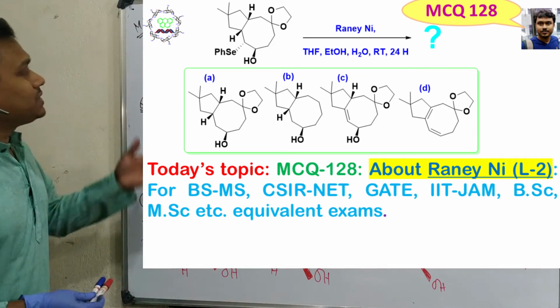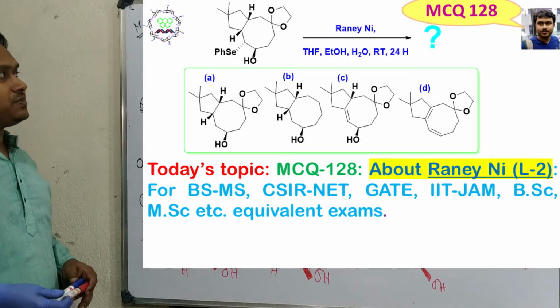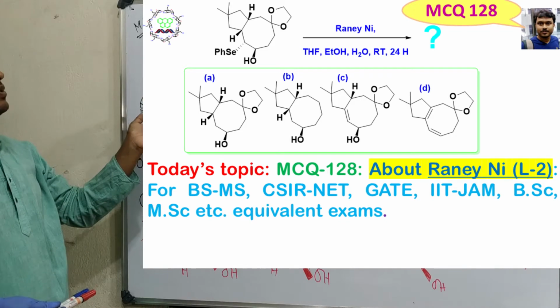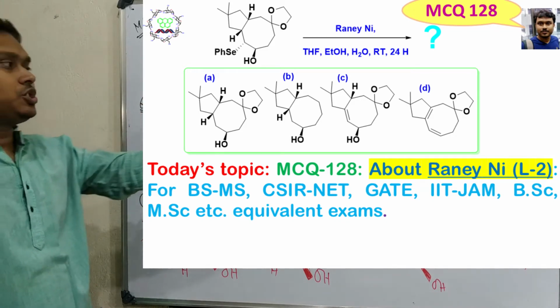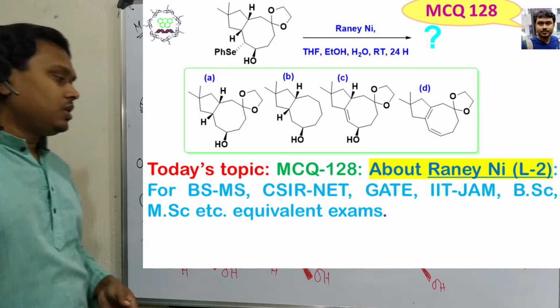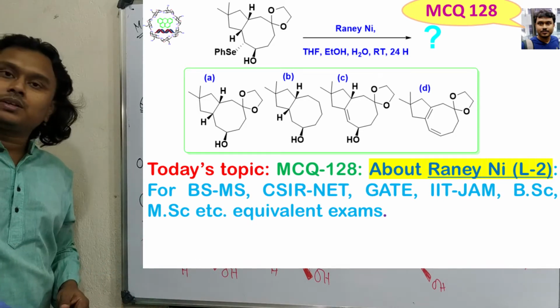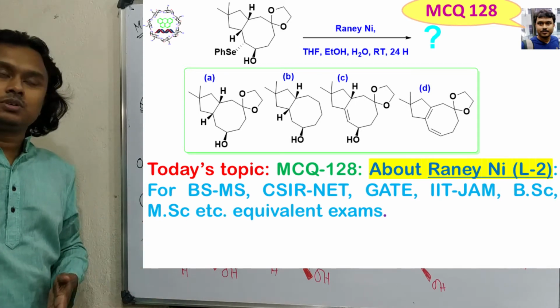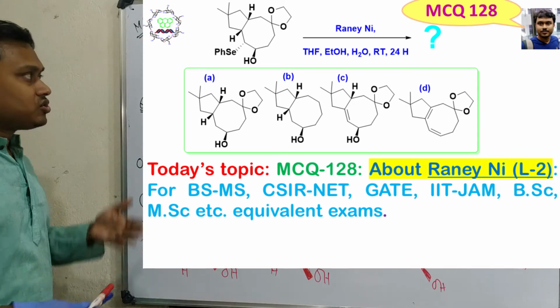So today we are going to discuss a multiple choice question presented in front of you. The question is this: what is the major product of this reaction? Four options are provided in front of you, and one of them is the major product. This is taken from Comprehensive Organic Synthesis, Volume 8.